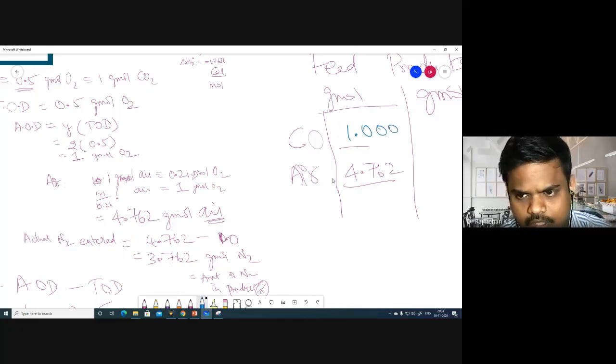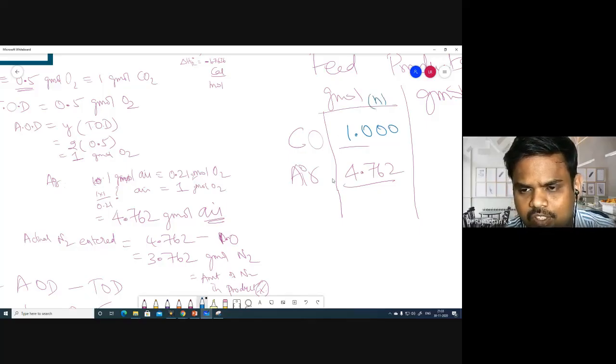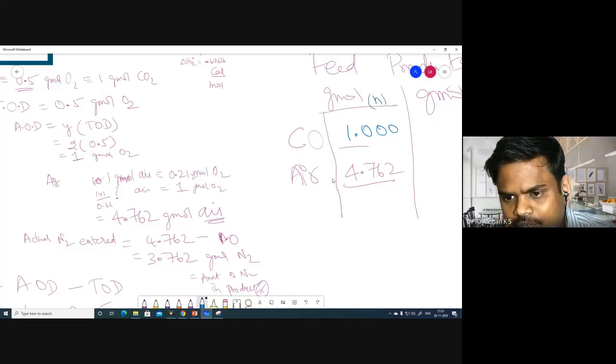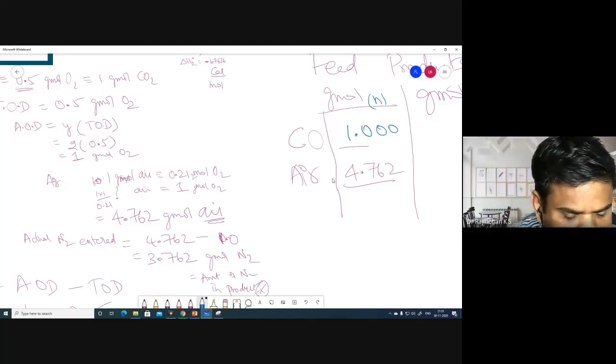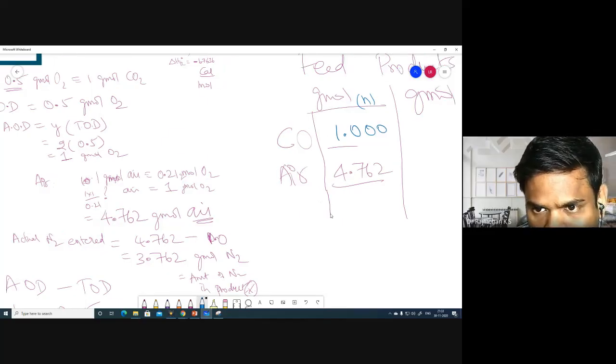Okay, so these are the gram moles, n values, for this. So you can calculate Cp, you can calculate the values now. Okay, so how to calculate? Now similarly you write for products also.